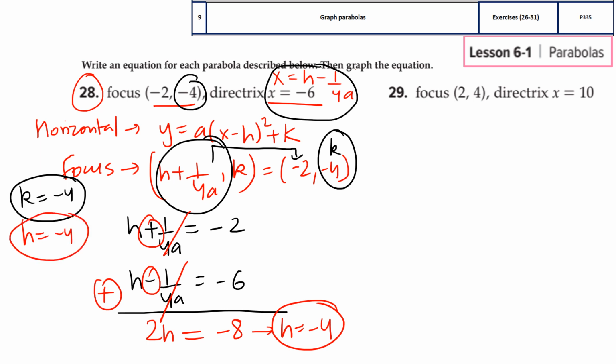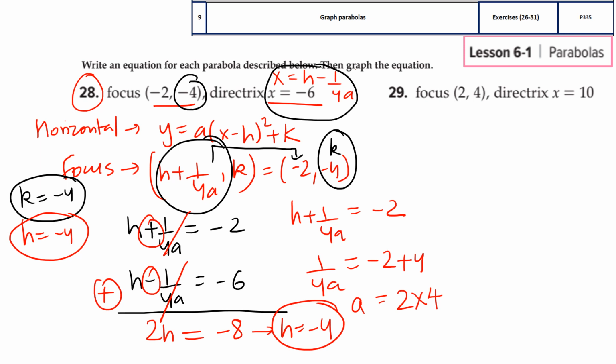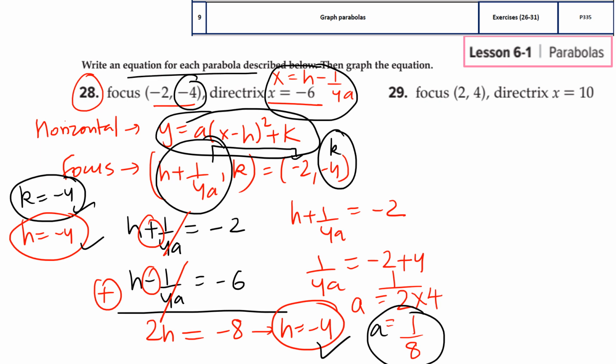So let me use this equation. h plus 1 by 4a is minus 2. h is minus 4, so I take it to the other side: plus 4. So 1 by 4a is 2, so a is going to be 1 over 8. If you think how I got this, it is cross multiplication that helps. So I have everything: I have a as 1 by 8, I have h, I have k. So I can put it all here and get my equation of the parabola.